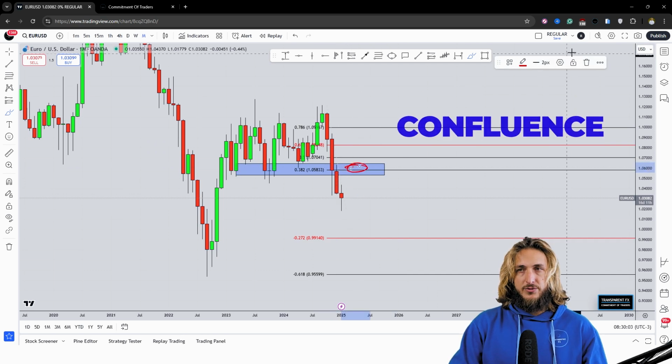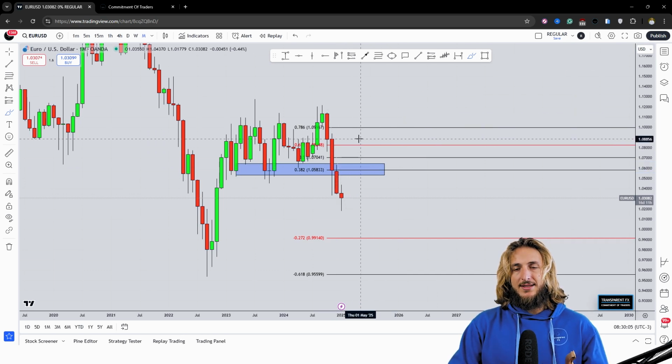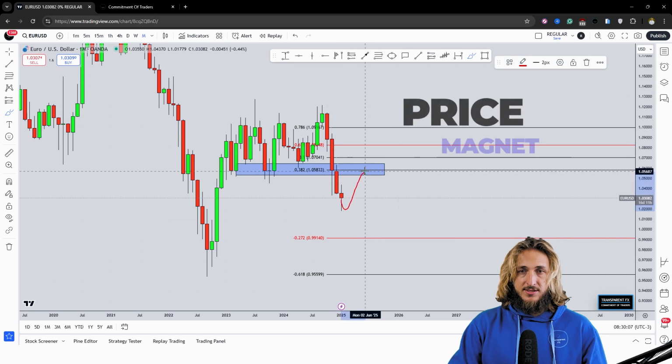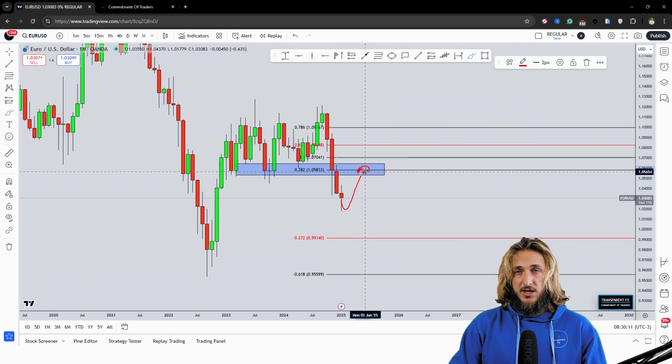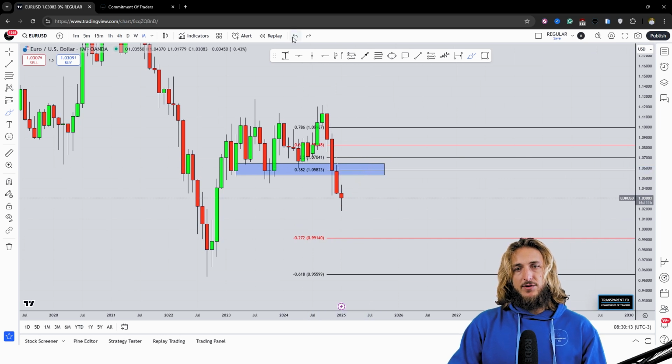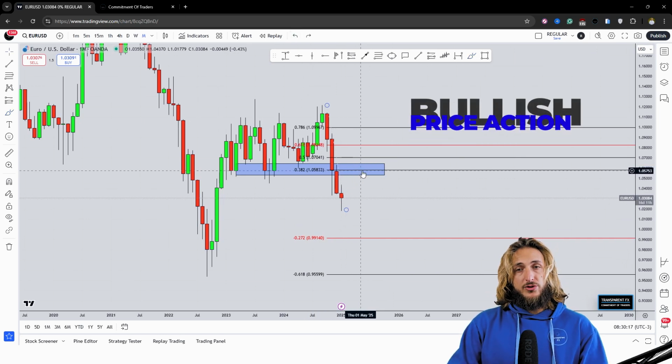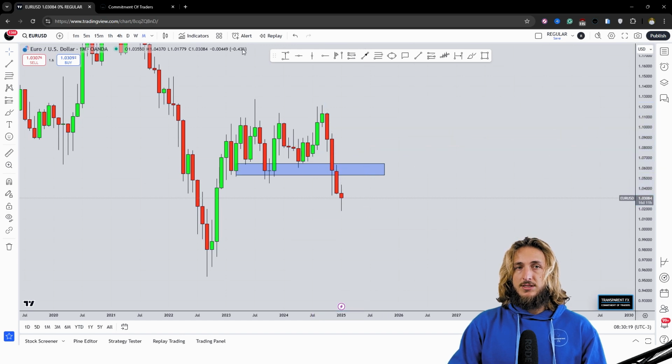And since there is confluence of resistance, this level should be acting as a magnet for the price, which might want to go and test what kind of liquidity there is inside of this area. So here in the monthly, everything seems quite bullish for a potential short-term correction to this level.